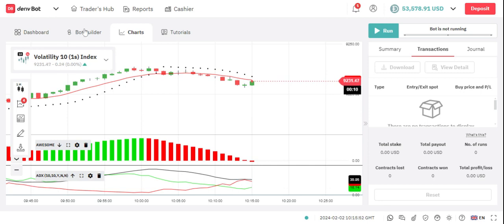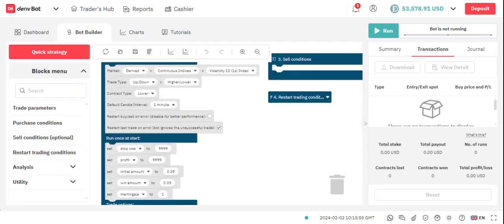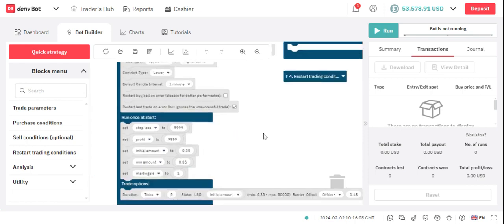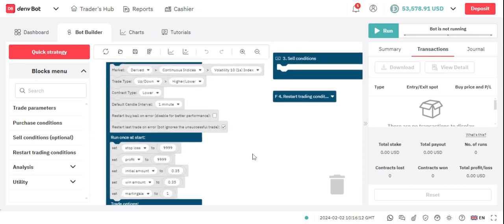and the difference is something called a barrier offset. And if I come to the bot, you'll be able to see what I'm talking about. The barrier offset is actually right down here. Every single bot needs something called a barrier offset. Meaning, if you want to trade higher, you will only make money if the exit point is higher than the barrier offset you've set.